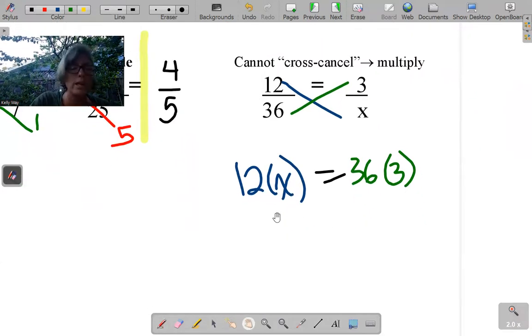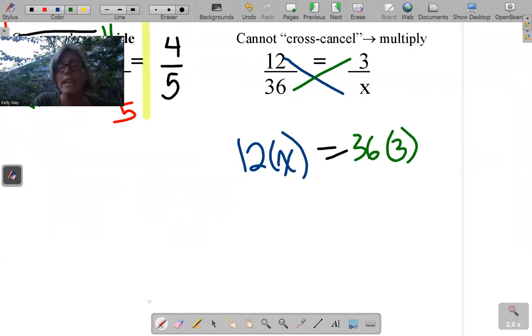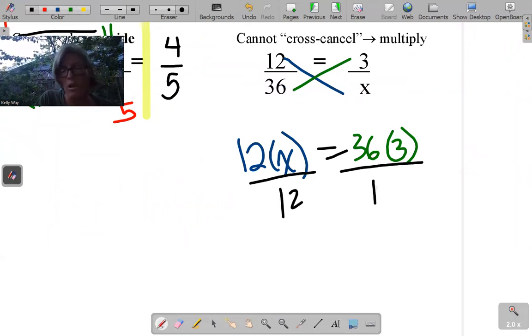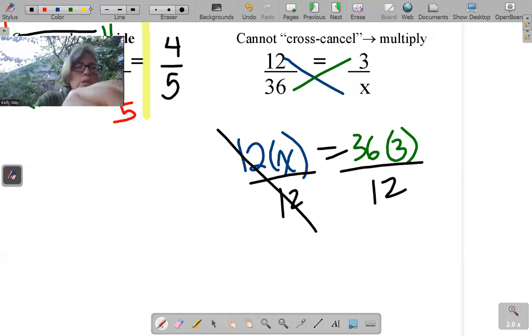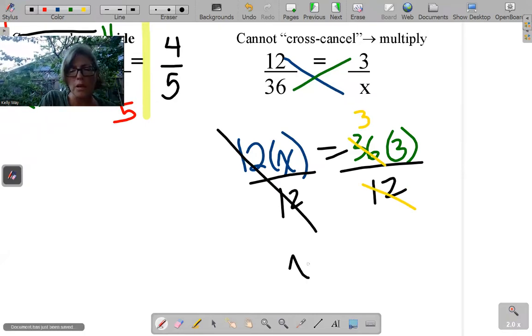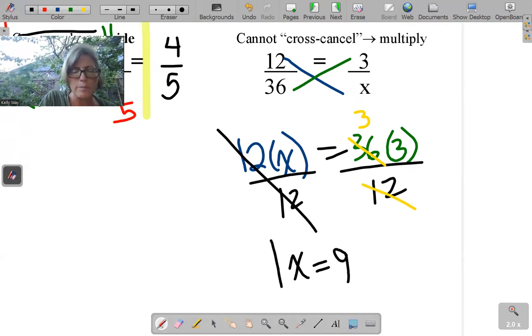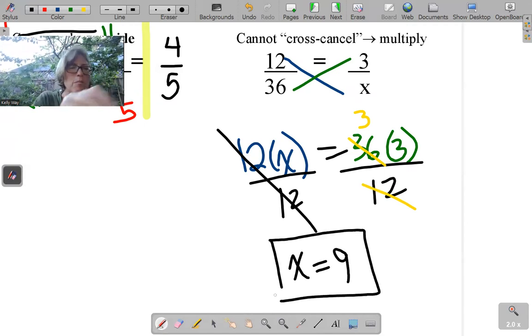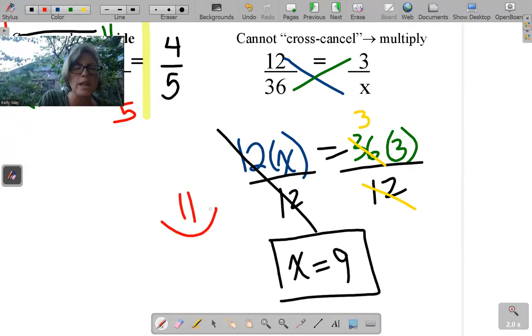The key to multiplying is not to multiply, it's factoring. Divide both sides by 12, cancel. 12 goes into 36 3 times. 3 times 3 is 9. Big star smiley if you got this correct. If you didn't get it correct, I expect a little note. What are you going to remember next time?